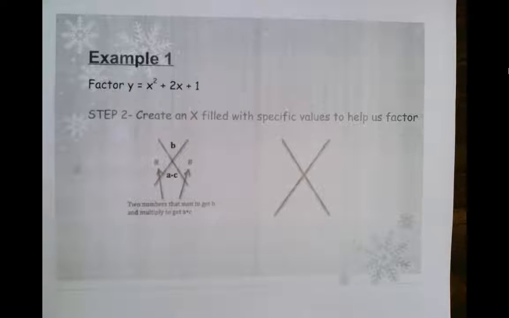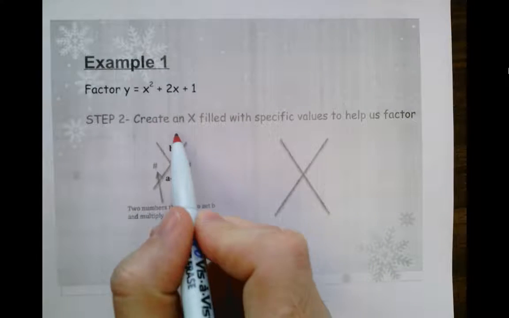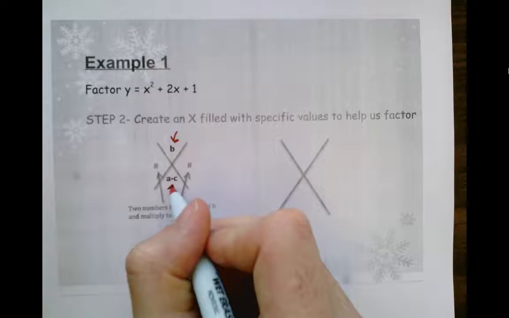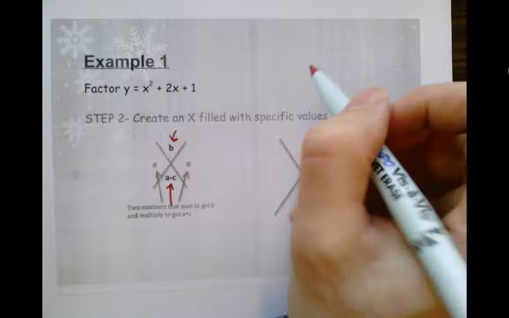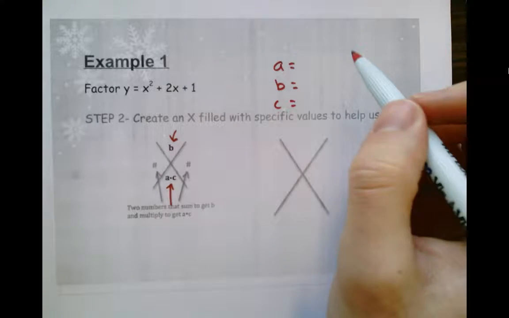Next, what we're going to do is create an X with specific values to help us factor. Now, it's always going to go this way in this X. This is called the X method. We're going to put the B value on the top, and we're going to put A times C on the bottom of the X.